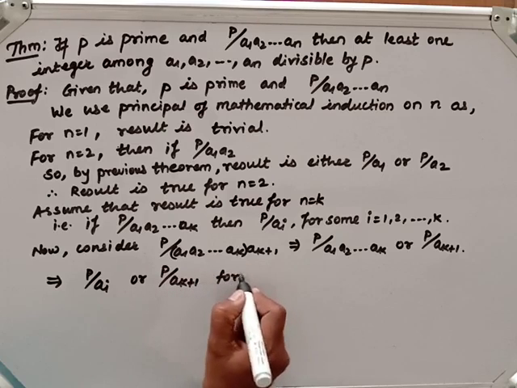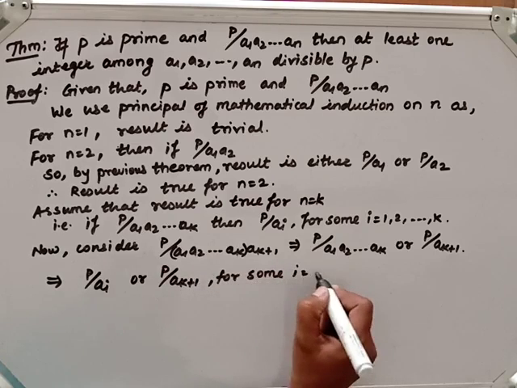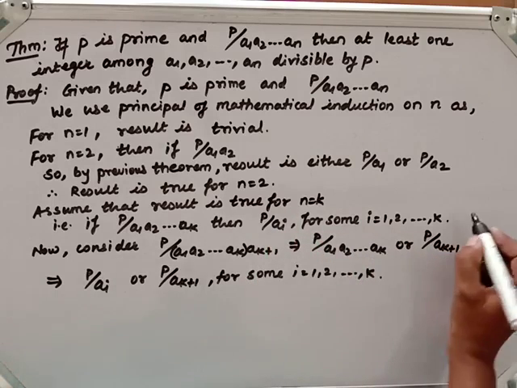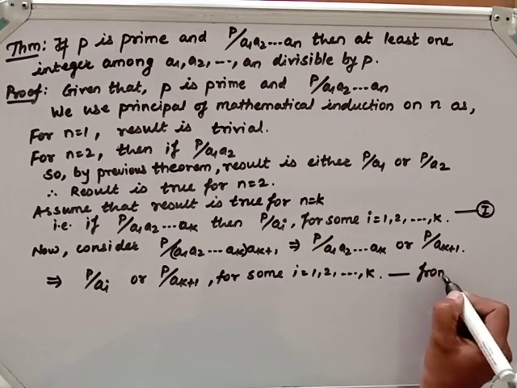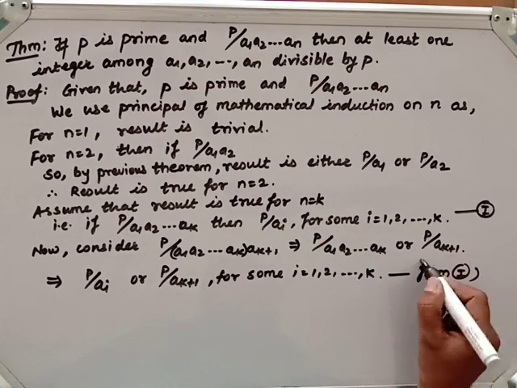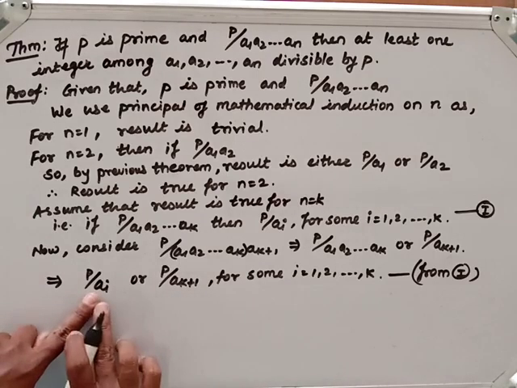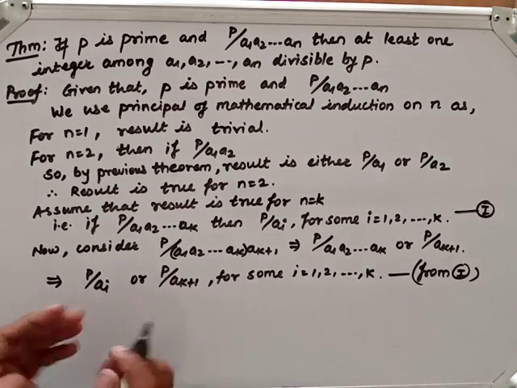For some I from 1 to K. Fine. This is our assumption here. We had used it. Now AI and AK plus 1 are here, so I can combine this result.